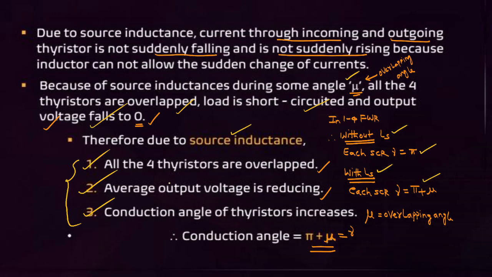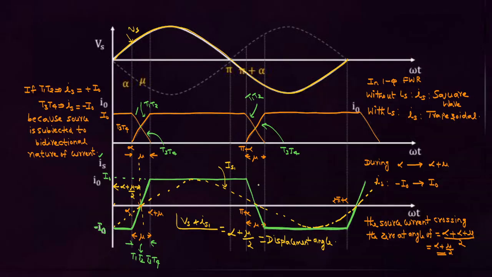Even the source current waveform is changing. If you draw the source current waveform, it becomes trapezoidal. We know that in a full wave rectifier without source inductance effect, the source current waveform is a square wave. But if you consider the source inductance effect, the source current waveform becomes a trapezoidal waveform. That is, the source current waveform is also affected. These are the effects of source inductance on a single phase full wave rectifier.